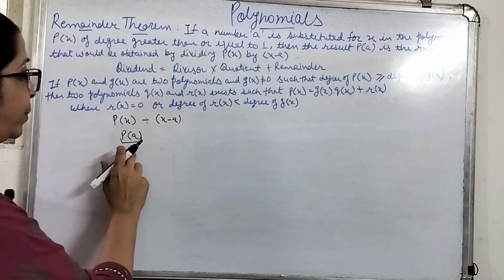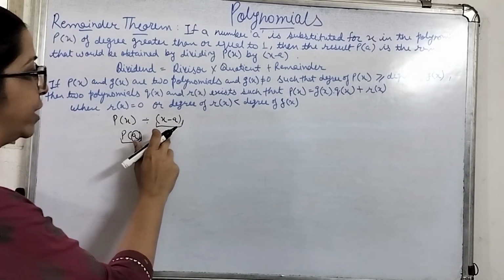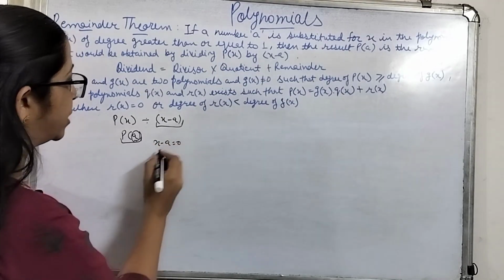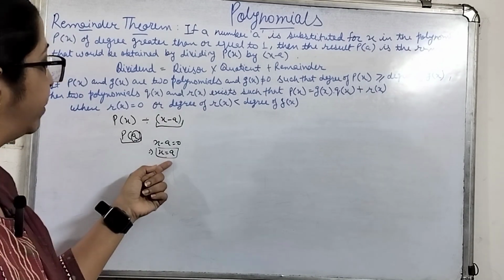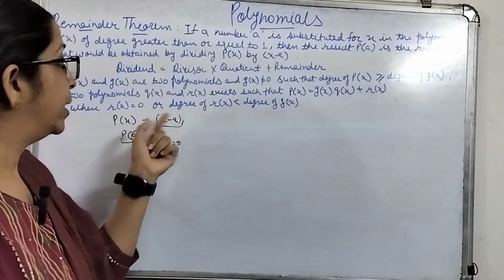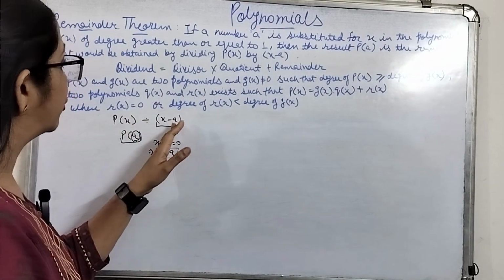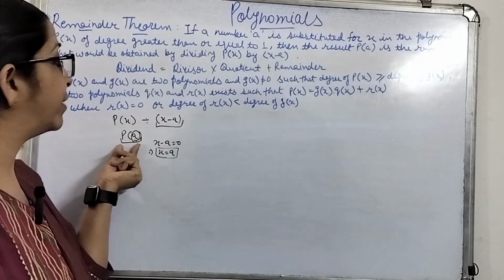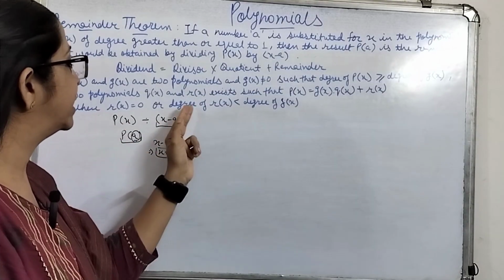How are we getting the value of p(a)? Here a is the zero of the divisor. If I take x minus a equal to 0, that simply means the value of x will be a. That means if we replace x by a, the divisor becomes 0. So x equal to a is the zero of the divisor. If we replace x by the zero of the divisor, then whatever value we get will be equivalent to the remainder of this division.